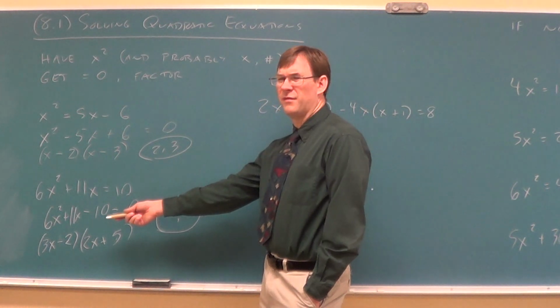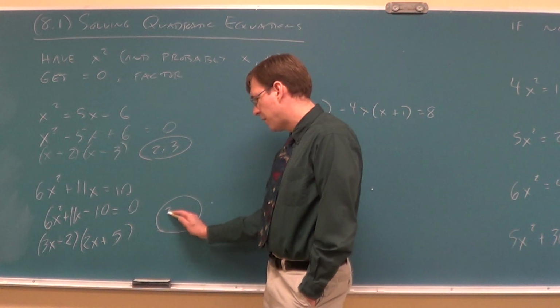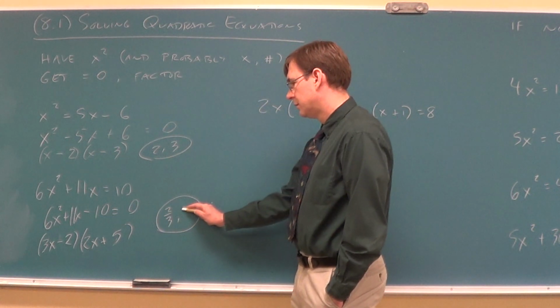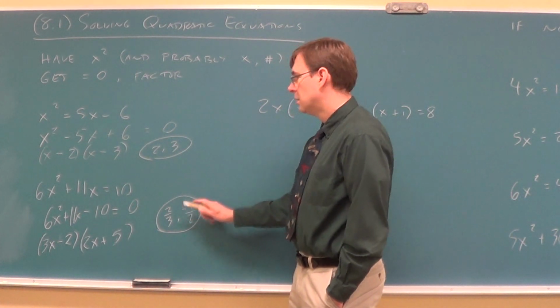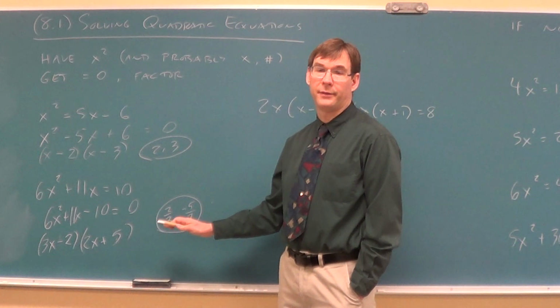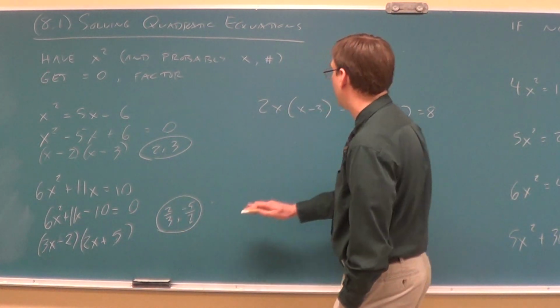So what's the answer from the first factor? 2/3. We can make a fraction there. 5 halves. Close. Negative 5 halves. Question about that pair?